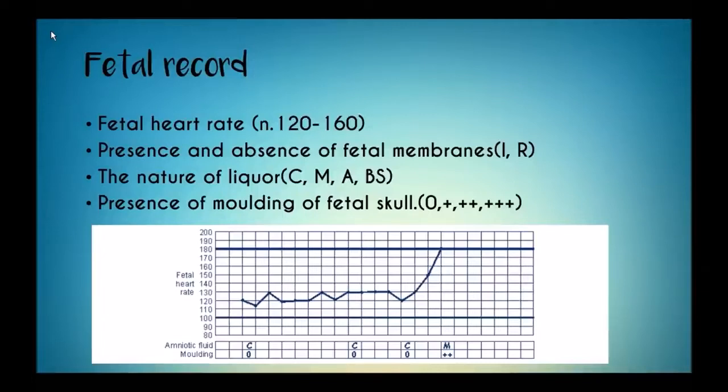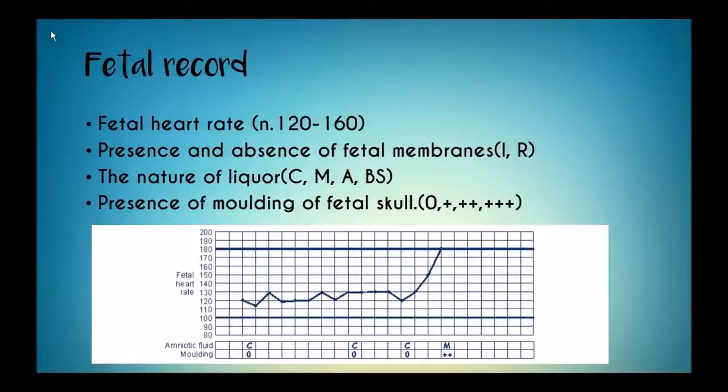Fetal membranes are recorded as I for intact and R for ruptured. The nature of liquor is recorded as C for clear, M for meconium stained, A for absent, and BS for blood stained. Molding means the shaping of the fetal head to the size and shape of the birth canal.